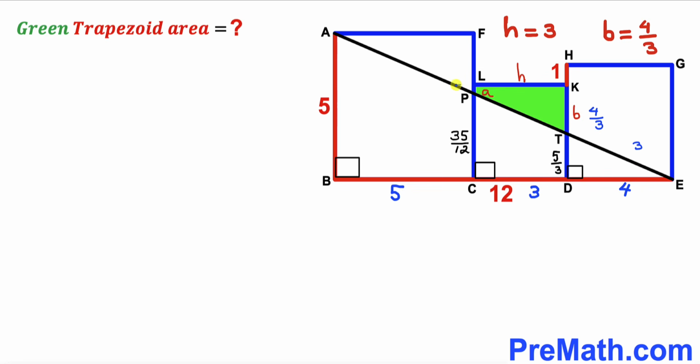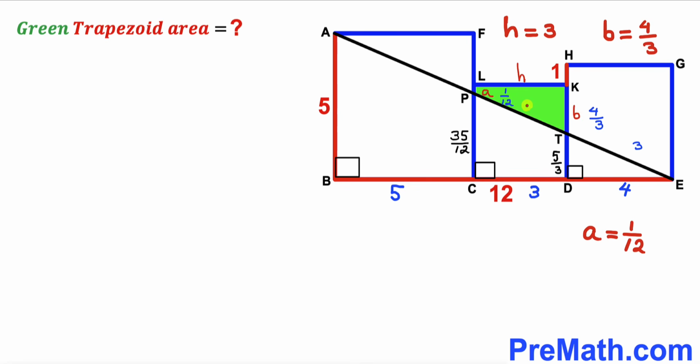And likewise this side length of this small square is 3 units. And this segment PC length is 35 divided by 12. So therefore this tiny segment PL length has got to be 3 minus 35 divided by 12. And if we simplify, that is going to give us simply 1 divided by 12. So thus this lowercase a value simply turns out to be 1 divided by 12.